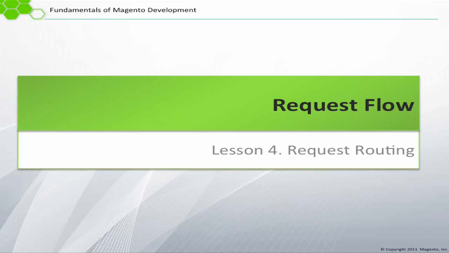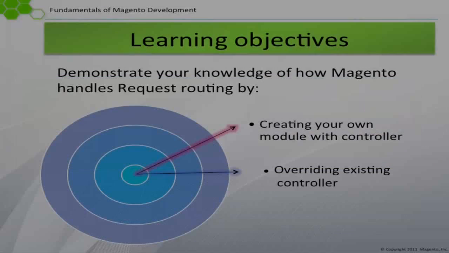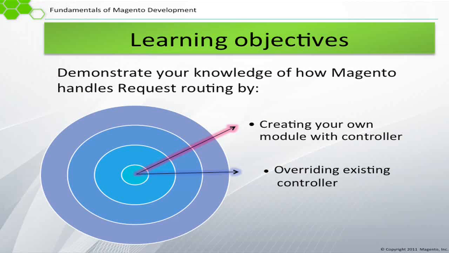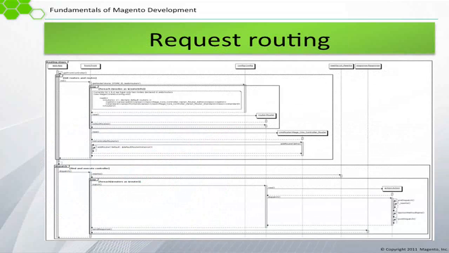Okay, so that gets us to, now that we've gone through one of those steps, URL rewrites, one of those steps before we can figure out exactly where we're headed with our request. That's where we get to request routing.